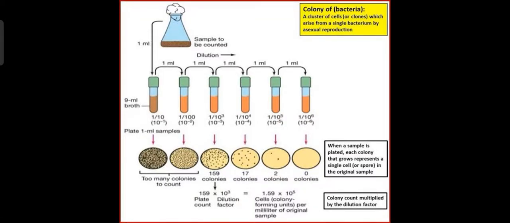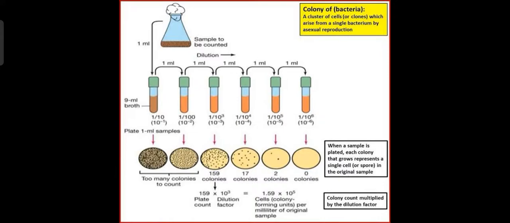Measurement of microbial cells. Measurement of microbial cells involves different methods in order to count the microbial cells. We have the plate count method or plating method, turbidometry method, and Coulter counting method. Let us discuss the plating method.